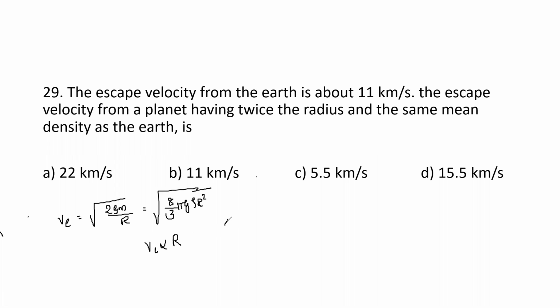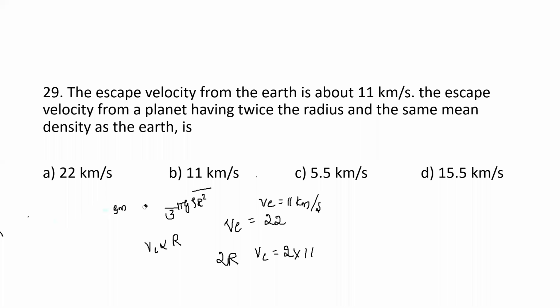So when the radius becomes twice, the escape velocity also becomes twice. If for Earth it is 11 kilometer per second, the other planet having twice the radius obviously has 2 times the value of the Earth, that is 22 kilometer per second. The density they have said is the same as that of the Earth. Therefore we only consider the relation between escape velocity and radius. Therefore the correct option is 22 kilometer per second, that is option A.